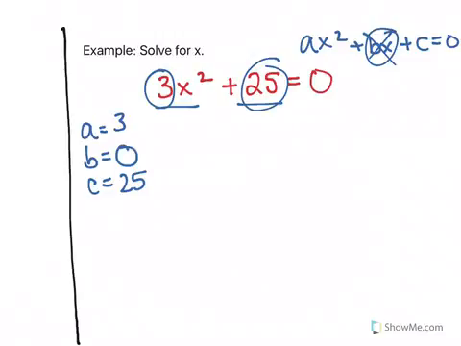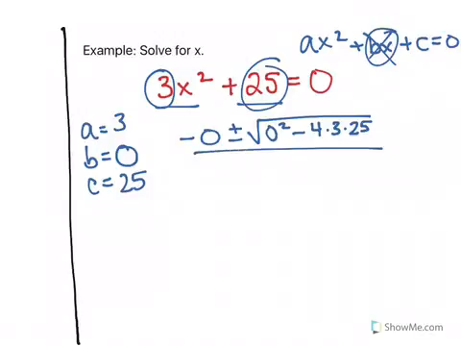And now we can plug this into the quadratic formula. So when I do that, we've got negative b. b is 0, so we've just got negative 0, plus or minus the square root of b, which is again 0 squared, minus 4 times a, which is 3, times c, which is 25, all divided by 2 times a, which is 3. Okay, so these are our x values here. And that's what we're trying to do, solve for x.